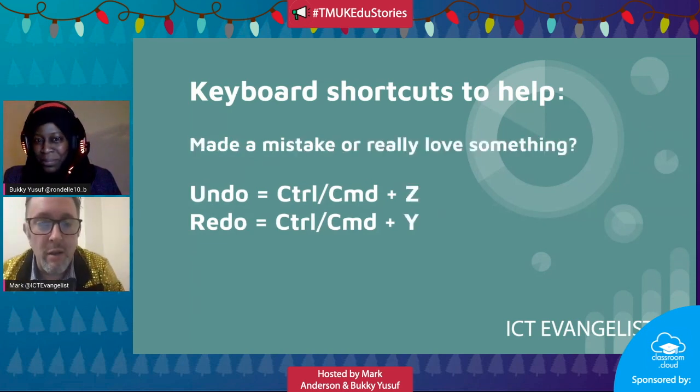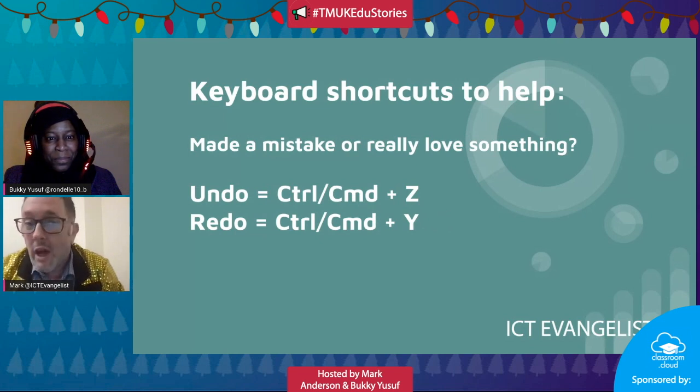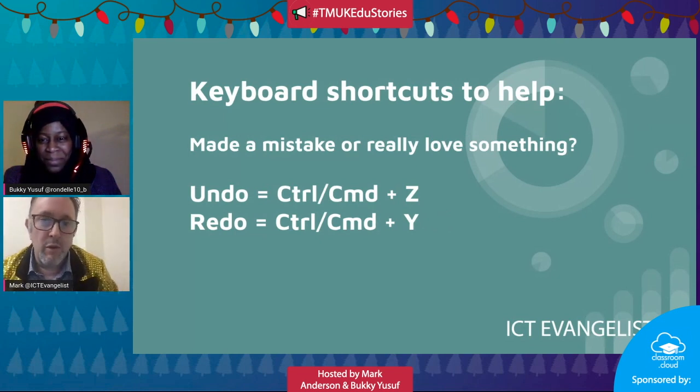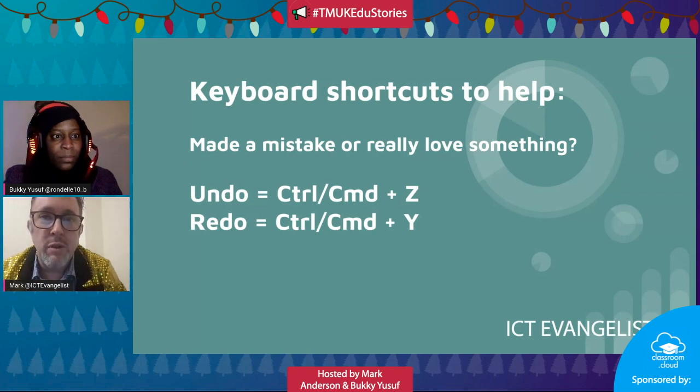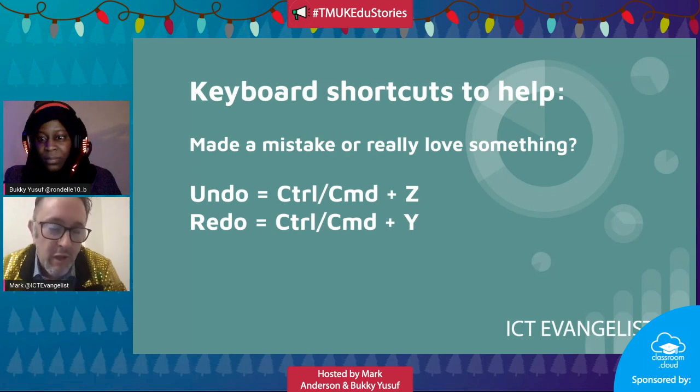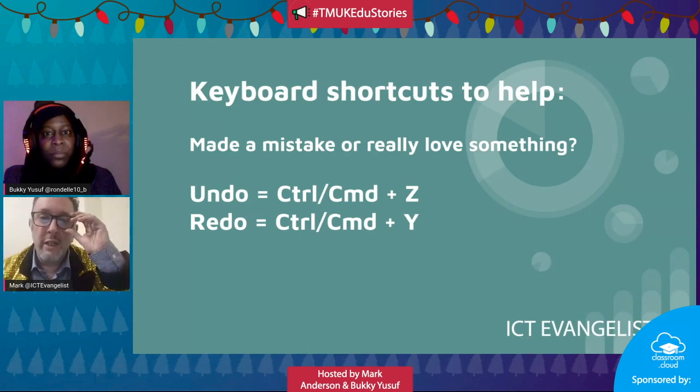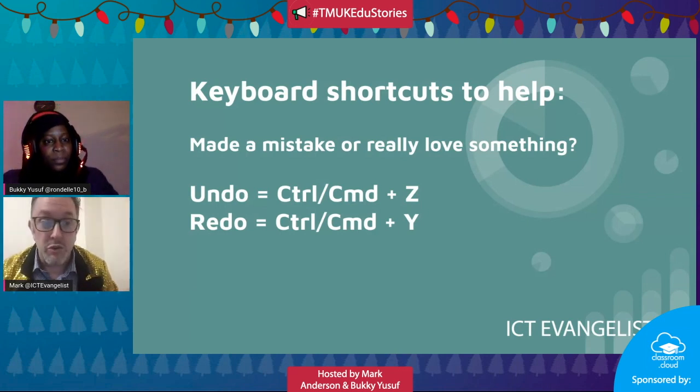Other baseline ones, really simple ones to take on board, are things like Control and Z for undo. But a really underutilized one is redo. If you're trying to apply similar things to lots of different things, just highlight it to get it ready to do whatever you want to do, and then do Control and Y or Command and Y, and it will redo the previous action. That could be things around bulleting lists or all sorts of stuff.